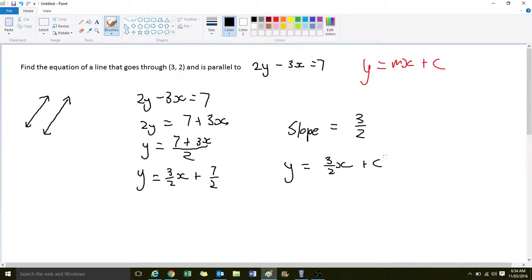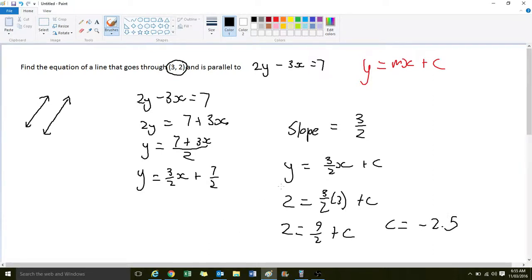So we need to calculate what the y-intercept of this equation is going to be. And the way we do that is we just have to put these coordinates straight into that equation. We just have to put x = 3 and y = 2. So let's do that. And then it just needs to be rearranged. So we have 2 = 9/2 + c, which means c = 2 - 4.5, which is -2.5.